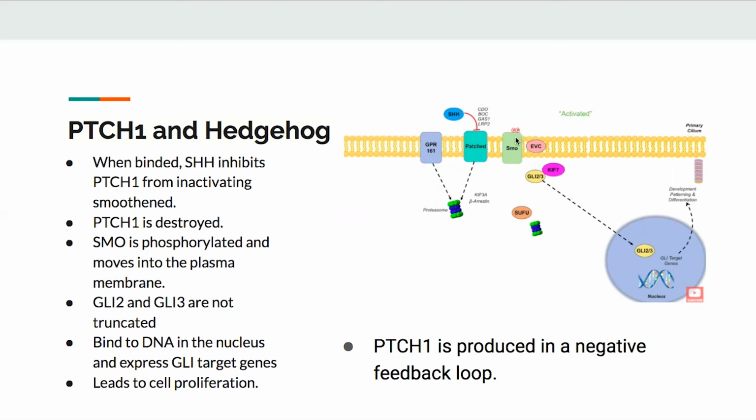Now, when ligands like sonic hedgehog are present, they inhibit PTCH1 from inhibiting smoothened. And after that, PTCH1 gets moved into the cell and actually gets destroyed. And then smoothened gets phosphorylated and it moves up into the plasma membrane, which stops GLI2 and GLI3 from being truncated. So when they translocate into the nucleus, they are able to bind to the DNA and express GLI target genes, which then leads to cell proliferation. And in this process, PTCH1 is reproduced. So when there is a mutation in PTCH1, the tumor suppressor gene fails and it can complete this cascade time after time after time in a row.